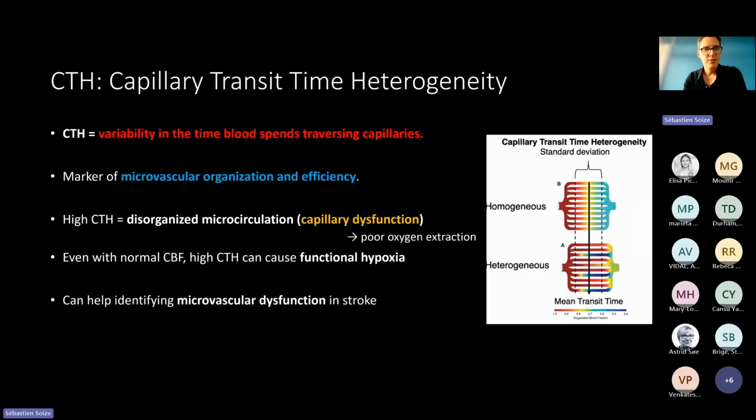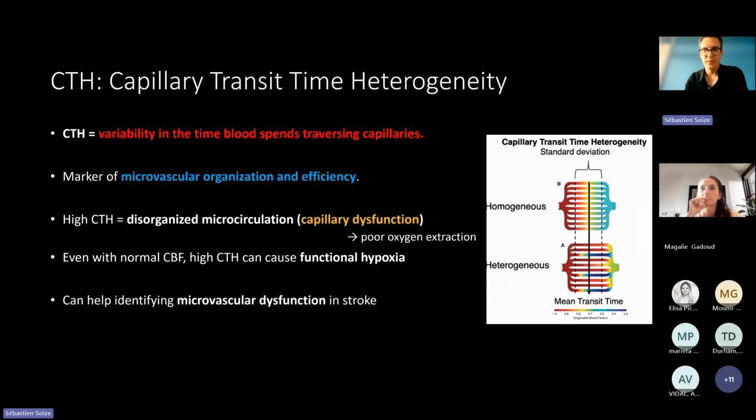Third parameter is the capillary transit time heterogeneity. It's a much more complicated parameter. Finally, it looks at the heterogeneity of your mean transit time, meaning not only the voxel you're analyzing, but the voxel around. You are looking at your voxel and the voxel around, and you see whether the mean transit time is the same or super different.